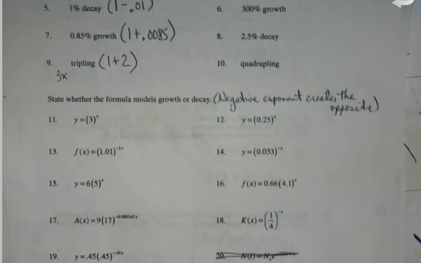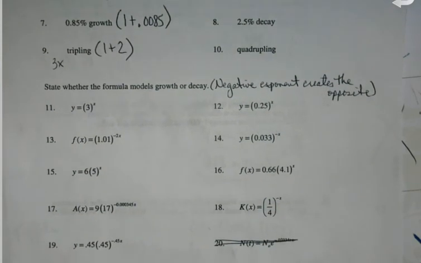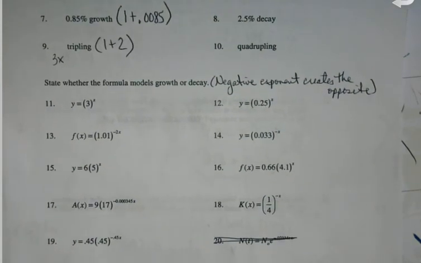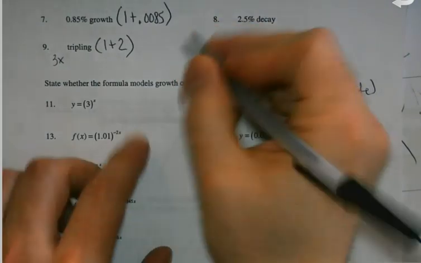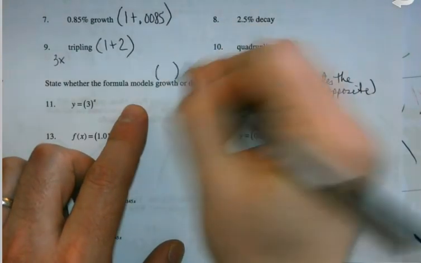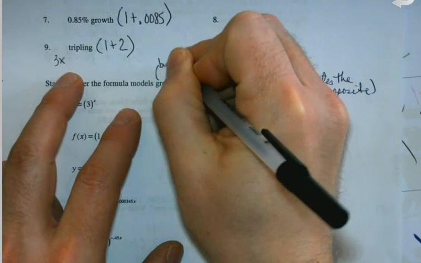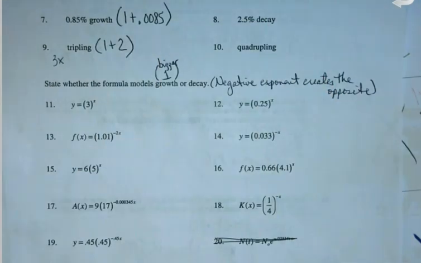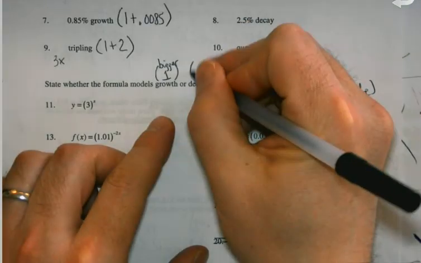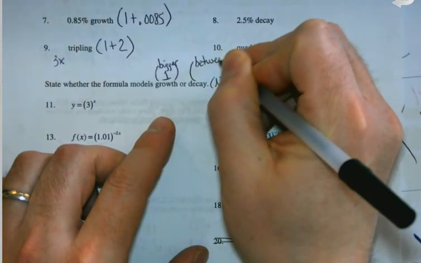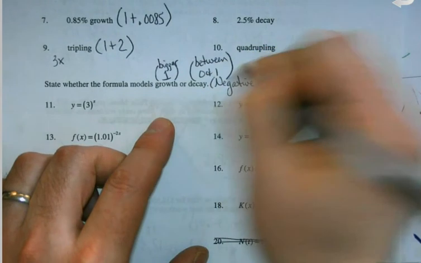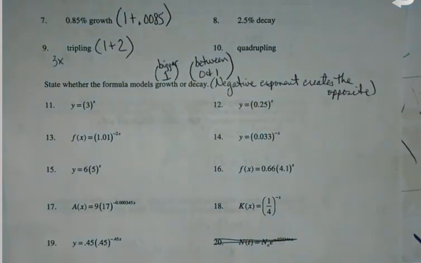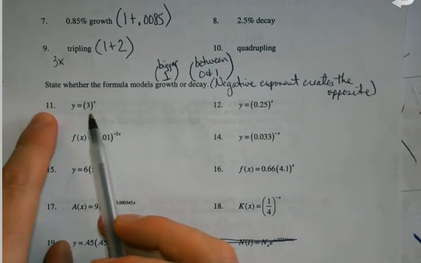Now when you get down to this next part, state whether the formula models growth or decay. Okay, this is how this works. If the number in parentheses is bigger than 1, it's going to be growth. If the number in parentheses is between 0 and 1, it's going to be decay. And then there's even one more twist, and we're going to look at this tomorrow visually. If the exponent's negative, it makes it the opposite of what you would think. Okay, so number 11, for instance.